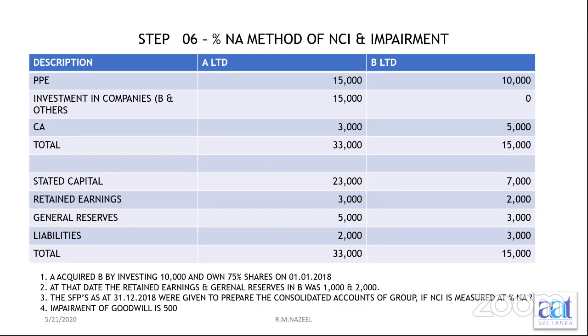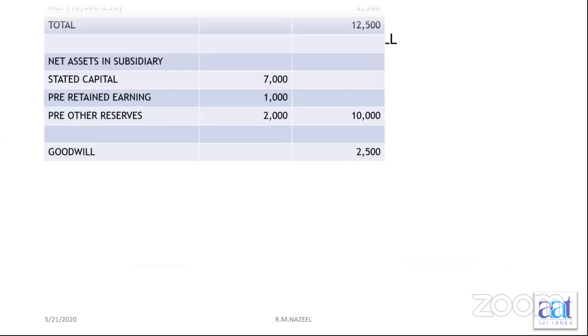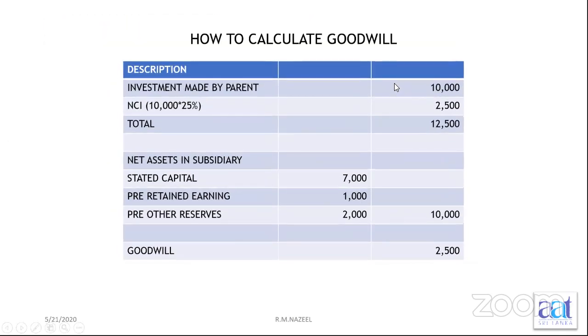Okay, now we'll see how we calculate the goodwill, right? 10,000 was the investment, net asset in subsidiary is 10,000, 25% belongs to NCI, 2,500. Keep in mind, right? So 12,500, net asset is 10,000, goodwill is 2,500. So if this goodwill impairs 500, credit the goodwill. So goodwill becomes 2,000, right? So I have given a point to stress. Goodwill is taken as an intangible asset.